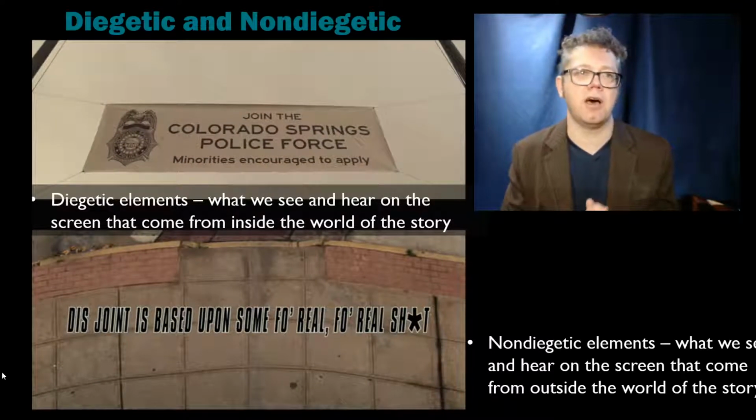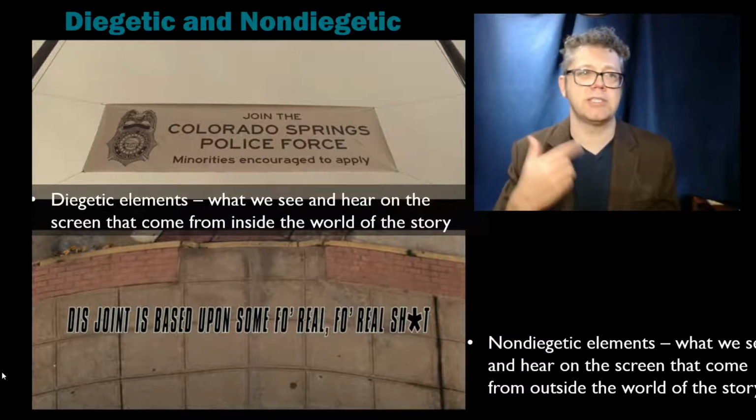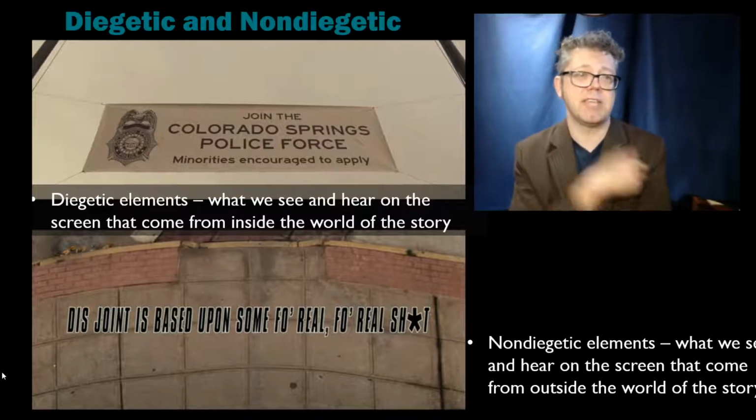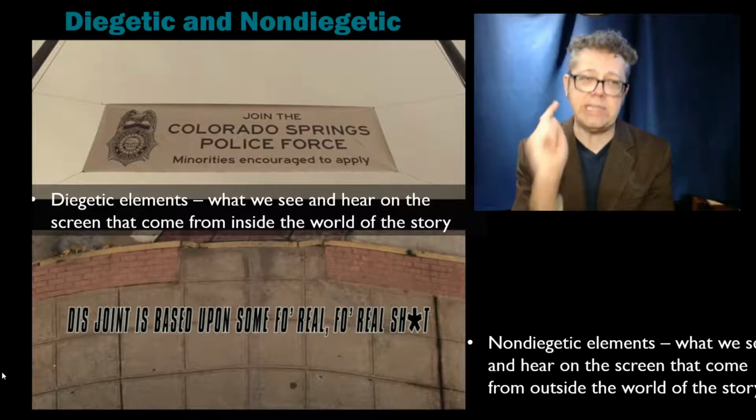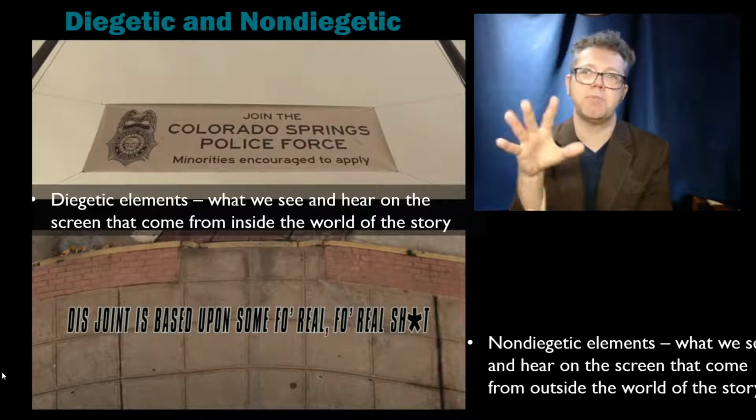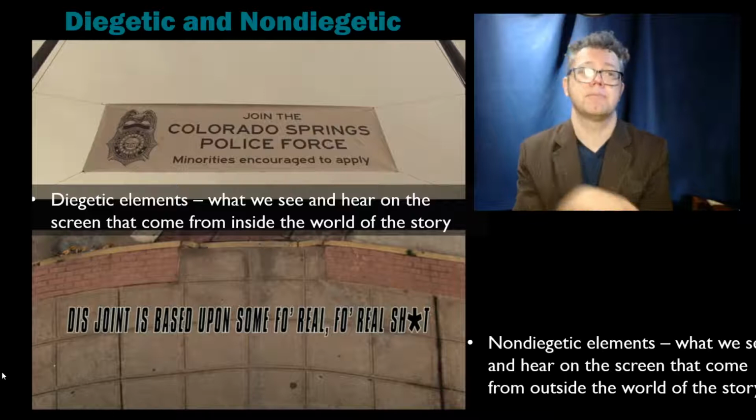Right at the beginning of the movie, the screenplay says that Ron sees a sign that says join the Colorado Springs Police Force, minorities encouraged to apply. It's a poster that he's able to rip off the wall. But what got delivered in the film, still diegetic, is this big banner that he looks up at. It's up in the sky.